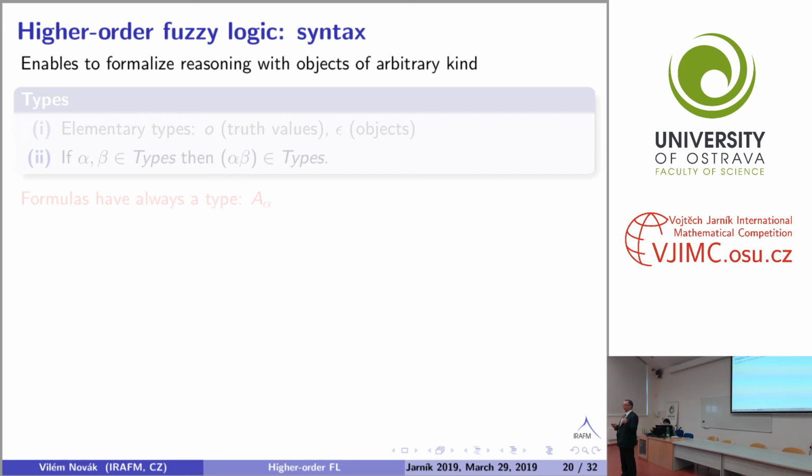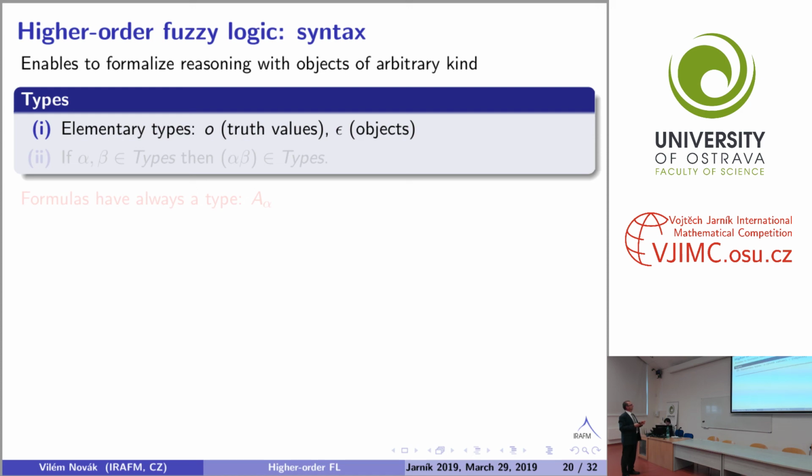In predicate logic, we speak about predicates. It means about relations among elements of arbitrary kind. It can be numbers, people, tables, whatever. And in higher order fuzzy or higher order logic, not only fuzzy one, we can speak about arbitrary objects.